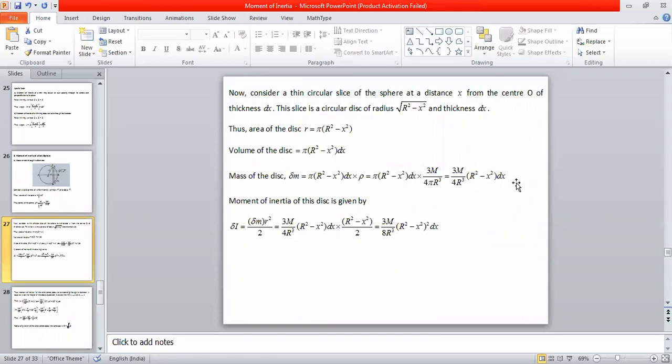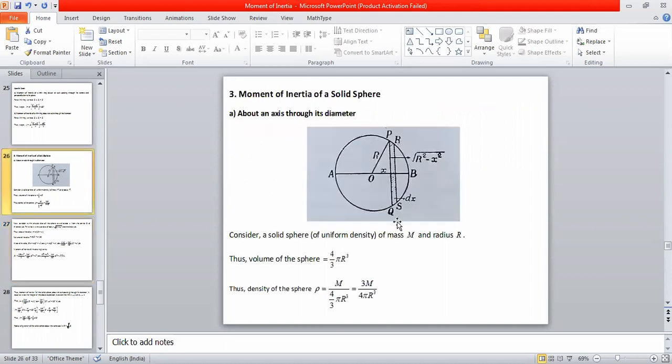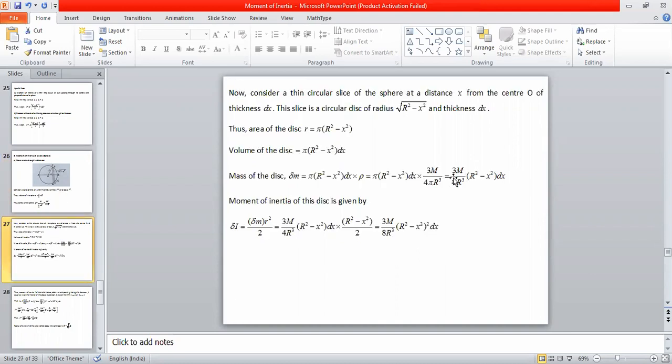So the mass of the small disk PQRS, the slice, comes out to be 3M divided by 4R cube, where capital M is the mass of the sphere and capital R is the radius of the sphere, times r square minus x square into dx. Actually, we are not interested in the mass of the disk, we are interested in the moment of inertia of this disk. So the moment of inertia of this disk is delta I. This is not for the entire sphere, this is for the small disk.